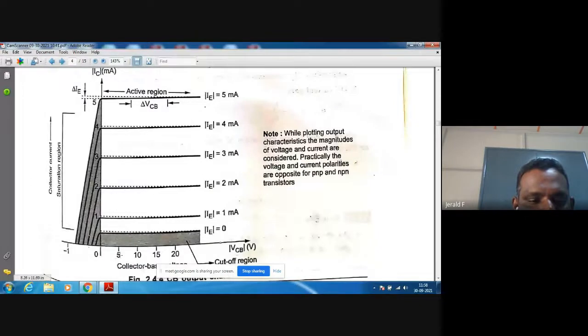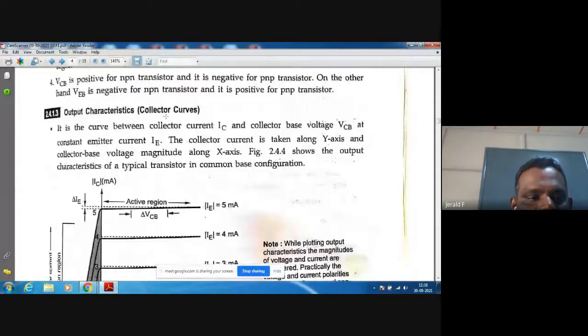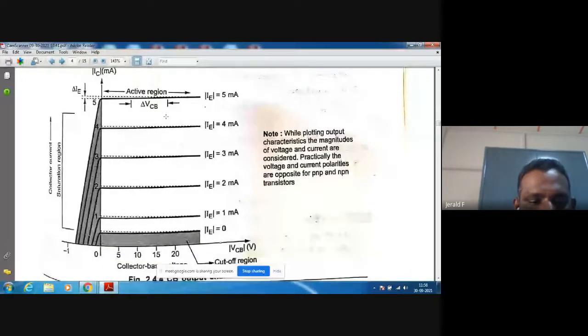So what is the input of this? What is the output of this? The collector current. The emitter current is constant. What is emitter current? The emitter current became a constant. Emitter current IE is constant, rapidly it increases. What is the value? So you can change the value.